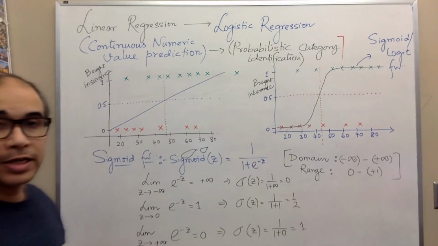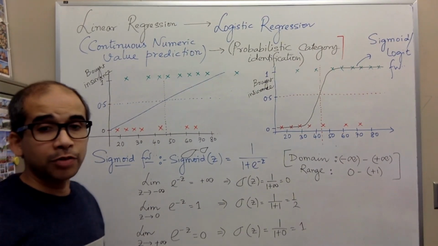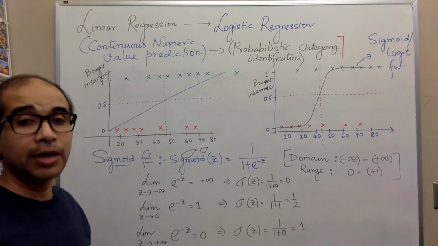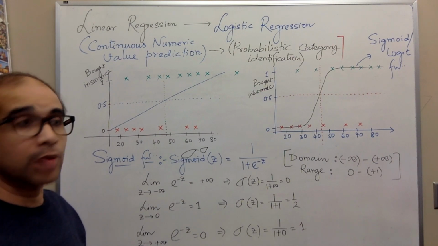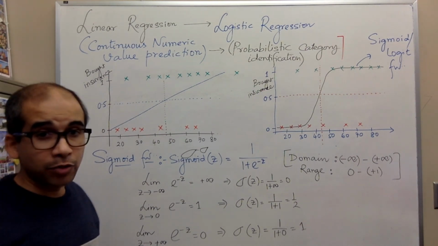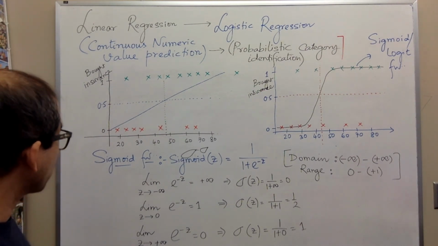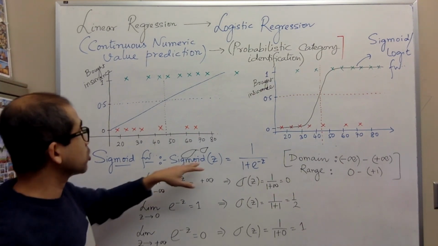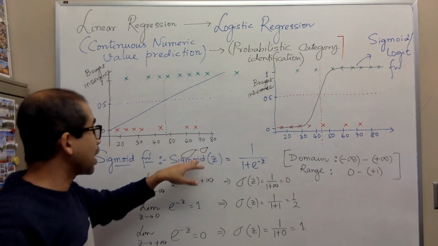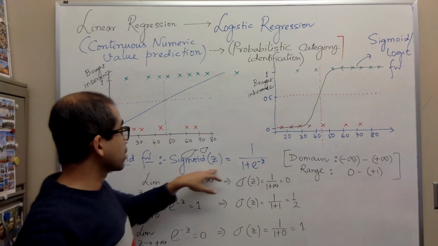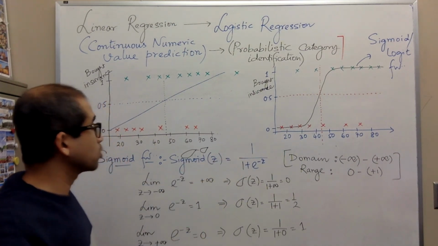We want to talk a little more about the sigmoid function, because it is something which will come back again when we talk about activation functions in neural networks, and it's a very important function. So let's talk a little more about it. The sigmoid function, also written as sigma, sigmoid of z, equals 1 over 1 plus e to the power minus z.